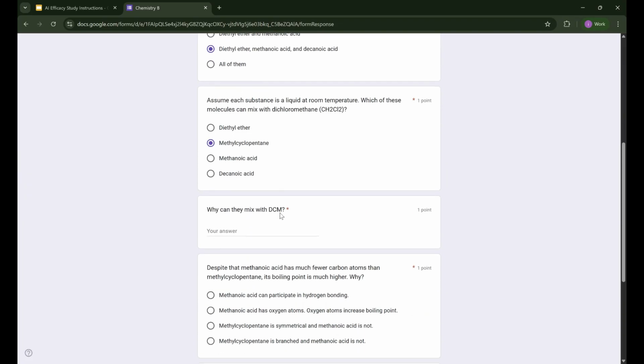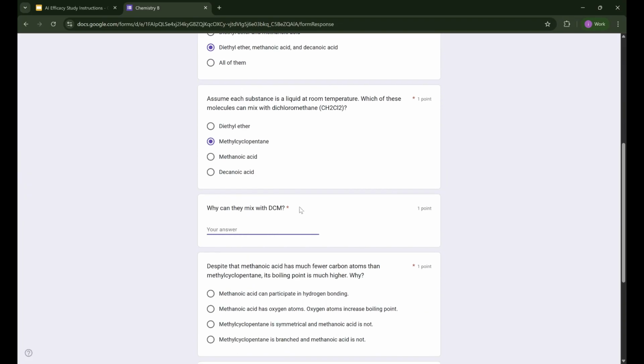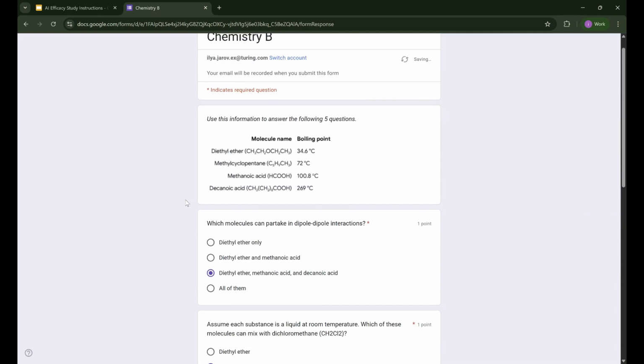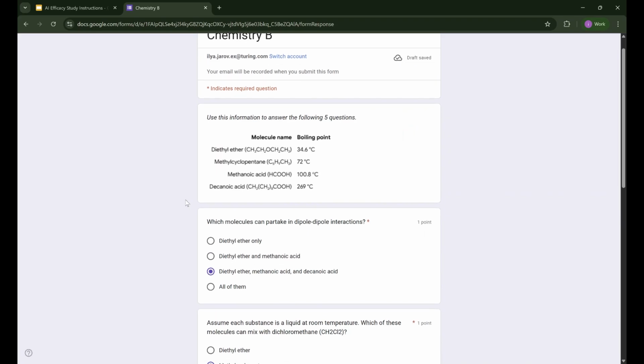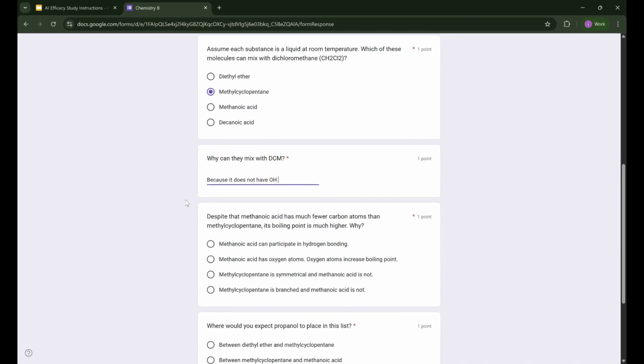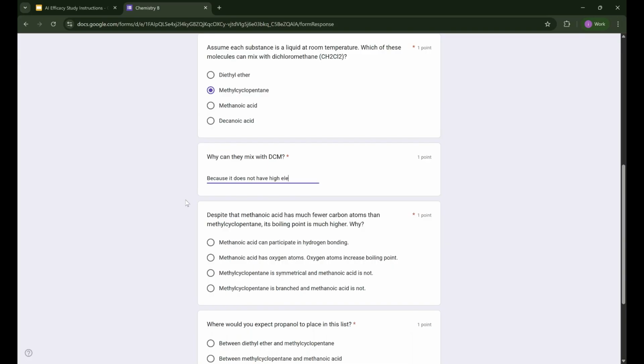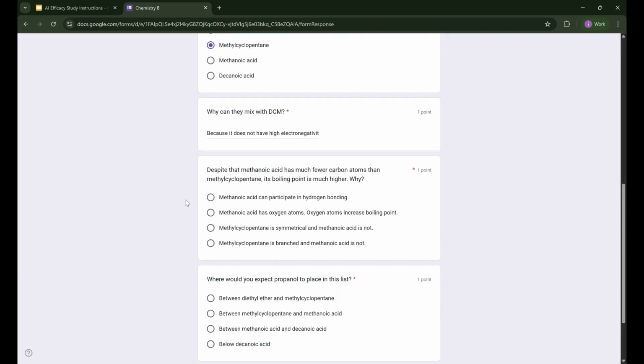This one's hard. Because it does not have OH or it does not have high electronegativity. Electronegativity. That was just a guess. I have no idea if that's the right word either.